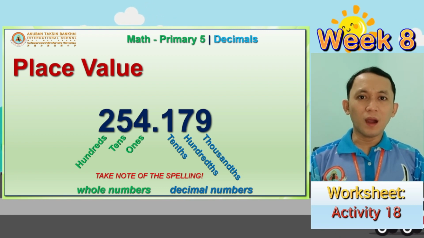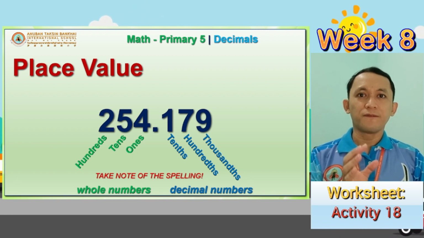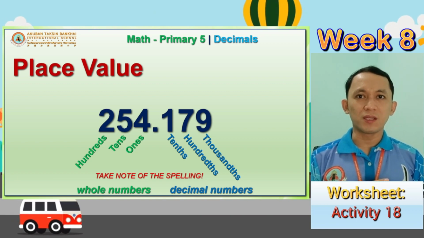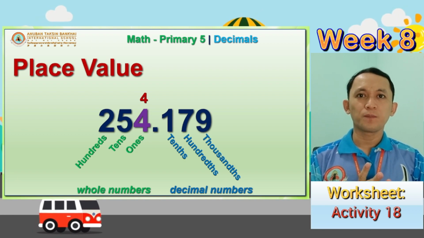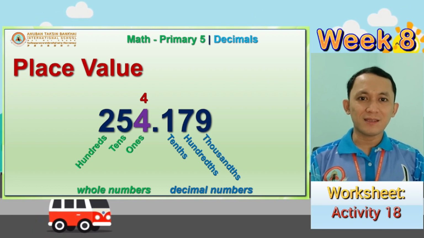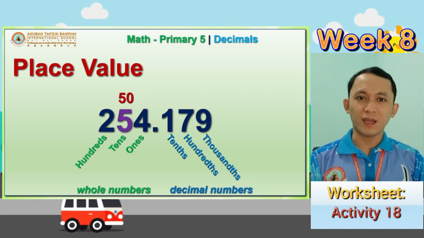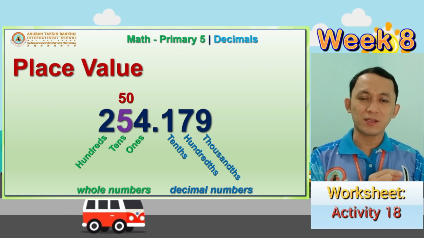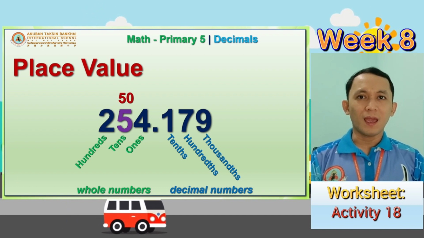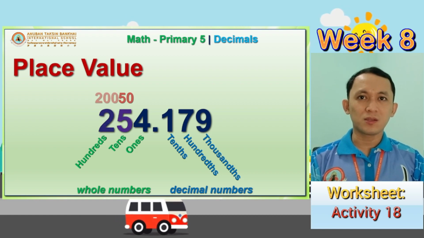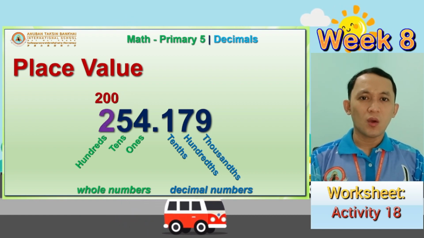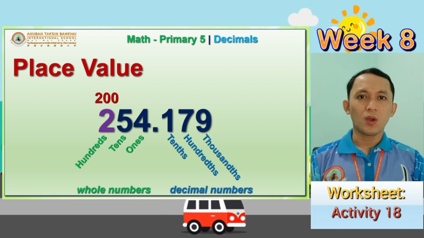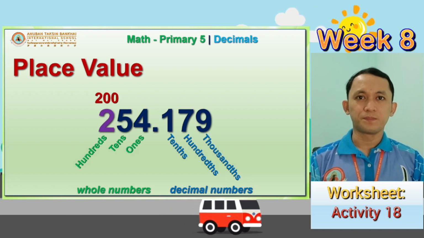Now, if we are going to get the value of those digits, we have 4 ones, so we have 4. 5 tens, so we have 50, that is just 5 times 10. And 2 hundreds, we have 200, that is 2 times 100. Therefore, we have 200.